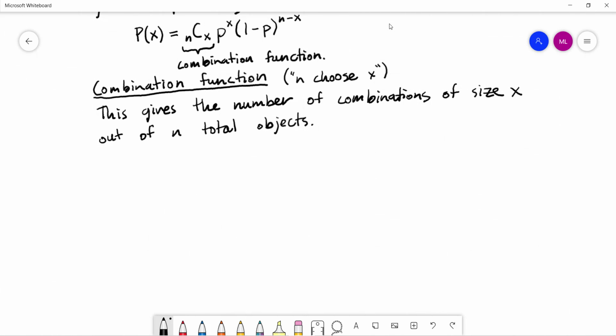So for example, let's do an example of this. We have 3 marbles. So hypothetically, we've got 3 marbles, 3 objects.